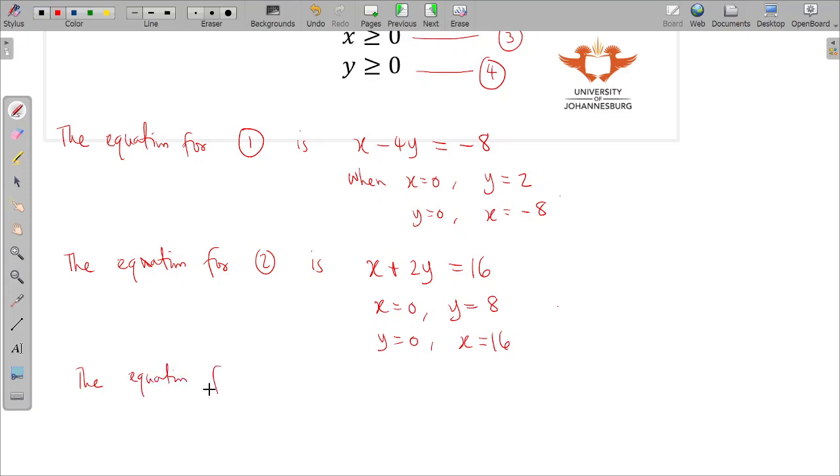Now for inequality 3 and 4, the equation for 3 is just x equals 0, and then we'll be shading the one that is greater. The equation for inequality 4 is y equals 0. That is the equation for inequality 3 and inequality 4. Okay, let's draw our graph.